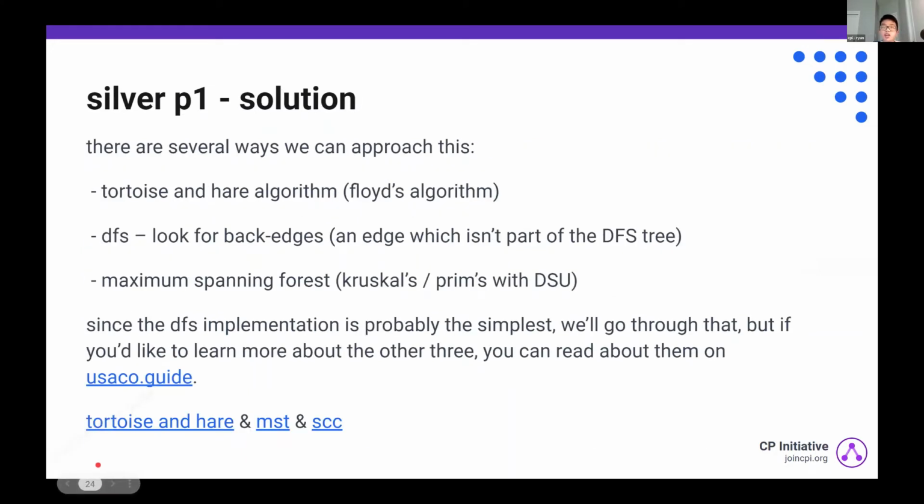For implementation, we can approach this in three ways. You could do a topological sort algorithm, which I think was described in the editorial. We could also do a DFS and look for back edges, because after you go through a DFS tree, any extra edges are going to form a cycle. Or we can also look for the maximum spanning forest. This can be done with Kruskal's or Prim's, but I think this is out of scope for Silver. So for me, DFS seems most on par with Silver.